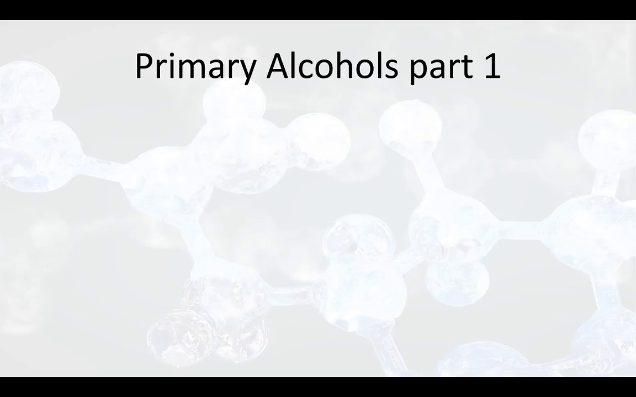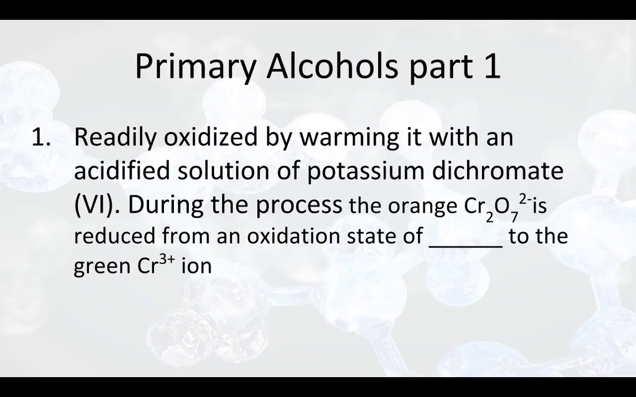Then we have primary alcohols, and we're going to talk about a second type of reaction that they undergo. So we're done with the combustion. That was the easiest one. But primary alcohols can be oxidized. So they are readily oxidized by warming it with acidified solution of potassium dichromate, and that's a Roman numeral 6.